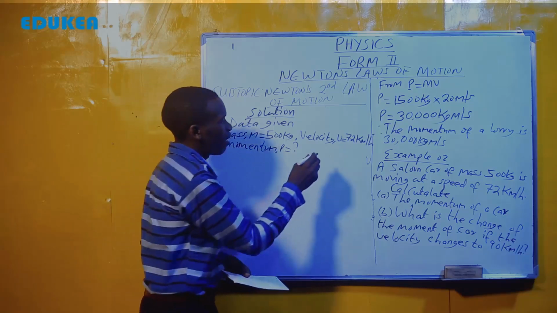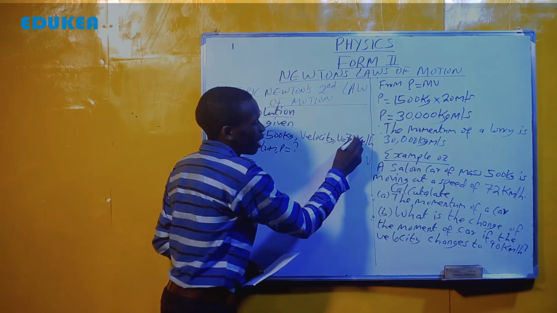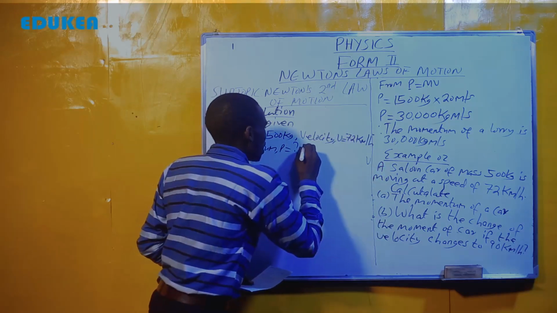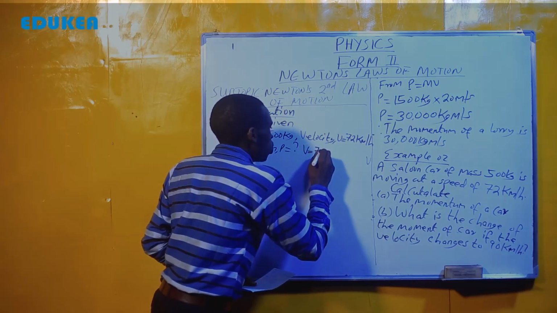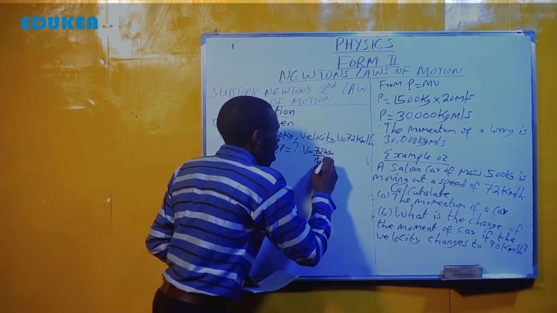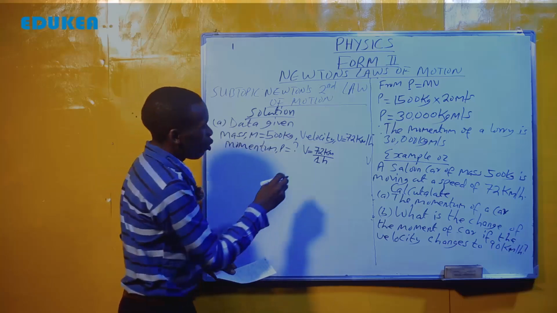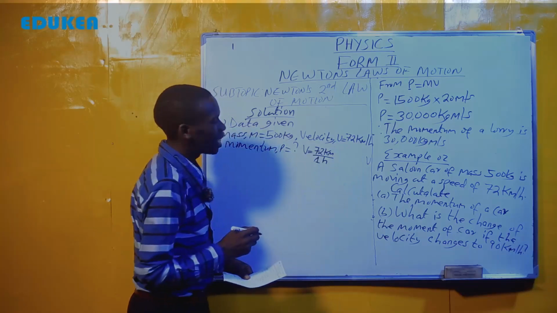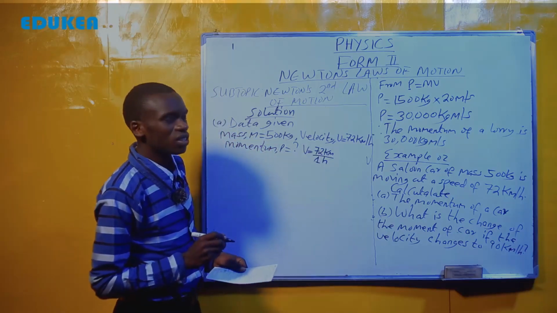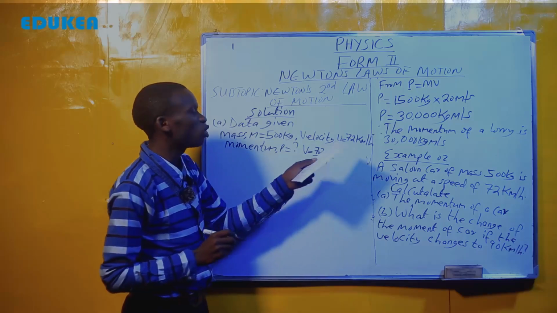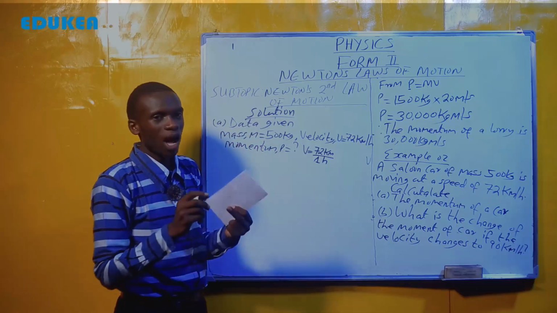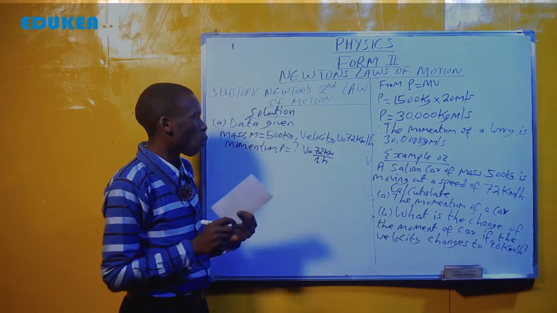We see here there is 72 kilometer per hour. It means that 72 kilometer per 1 hour. So we can write V is equal to 72 kilometer per 1 hour. It means that we have to change kilometer into meter, and you have to change hour into second. How to change 72 kilometer into meter? We know that 1 kilometer is equal to 1,000 meter.